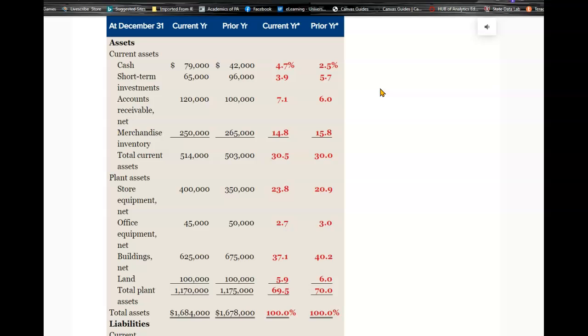And then we look at the other asset mixes here, the longer term assets. You've got your plant assets, and that's really all they have. They don't have any investments here. And so plant assets make up a total of 70% and 69.5%. So they've got a lot invested in their stores and equipment and buildings. Okay, so store equipment and buildings is where most of it lies. And they've got some land, but they haven't done anything with it, and it holds its own value. Remember, we don't depreciate land.